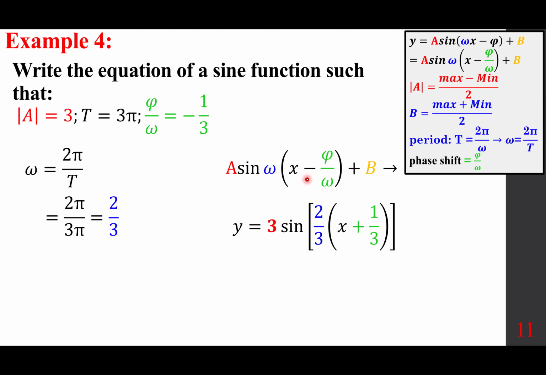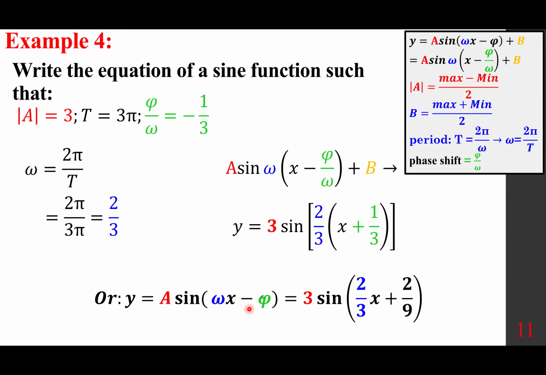And there's nothing about b. And so you're done. You can also write it in this fashion. If you put the 2/3 in, you get 2/3 x, 2/3 times 1/3 is 2 over 9. So both ways are acceptable. They may want it in this format. You have to distribute the 2/3 if they ask for this format. And by the way, what is b? B is not given, so you assume it's 0.